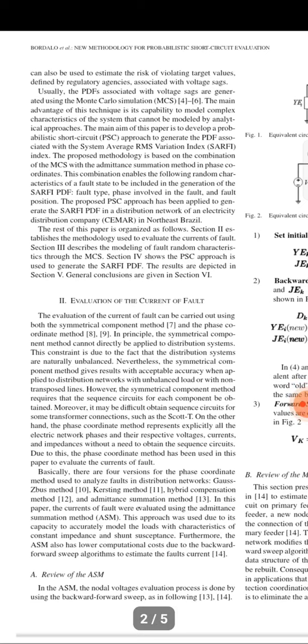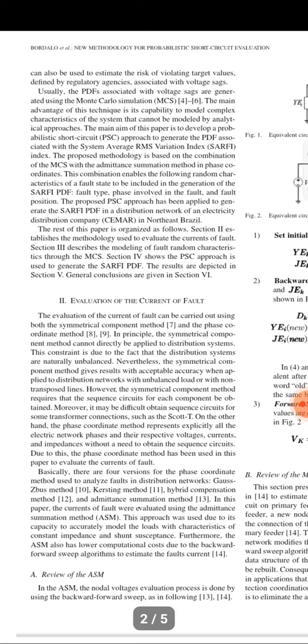Evaluation of current of fault. The evaluation of fault current can be carried out using both symmetrical components and phase components. In principle, the symmetrical components method cannot be directly applied to distribution systems. This constraint is due to the fact that distribution systems are naturally unbalanced. Nevertheless, the symmetrical components method gives results with acceptable accuracy when applied to distribution networks with unbalanced load or with non-transposed lines. However, the symmetrical components method requires the sequence circuit of components, and it may be difficult to obtain sequence circuits.